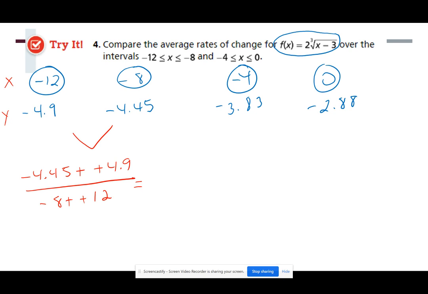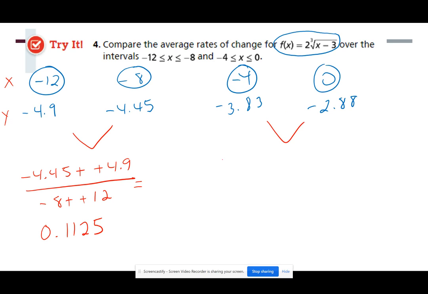You should end up with 0.1125. And you can round it to whatever decimal place you want. I would go at least 2 decimal places past the decimal point. All right, now we want to compare these two.